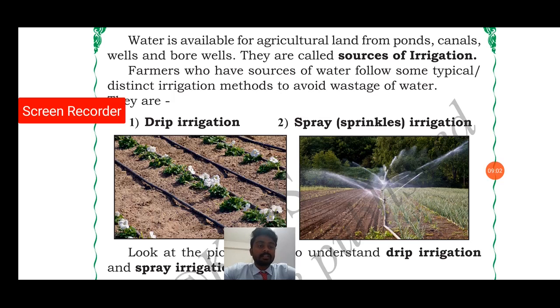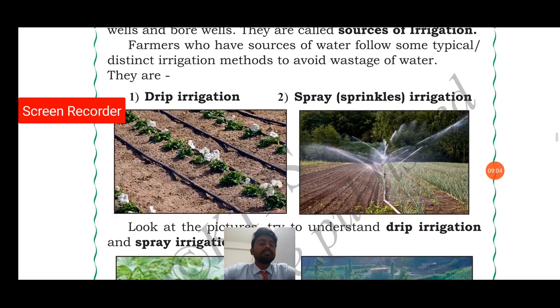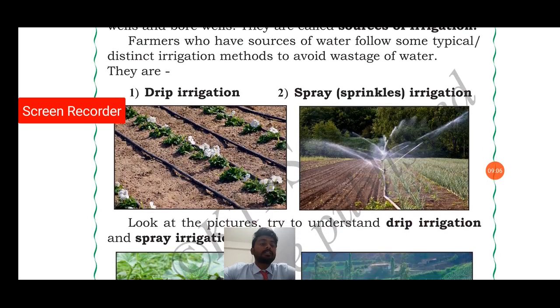It's very important. So farmers who have a source of water follow different irrigation methods to avoid the wastage of water.